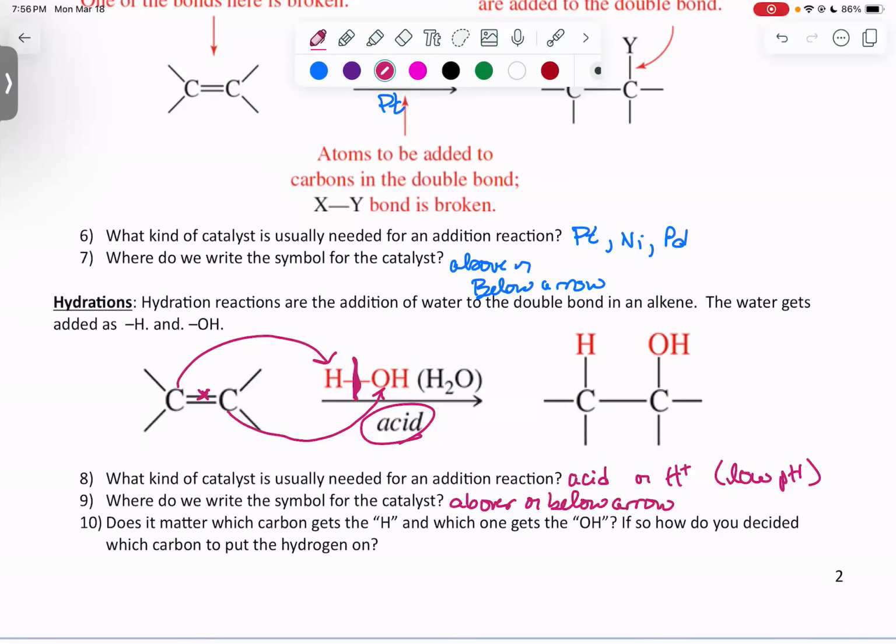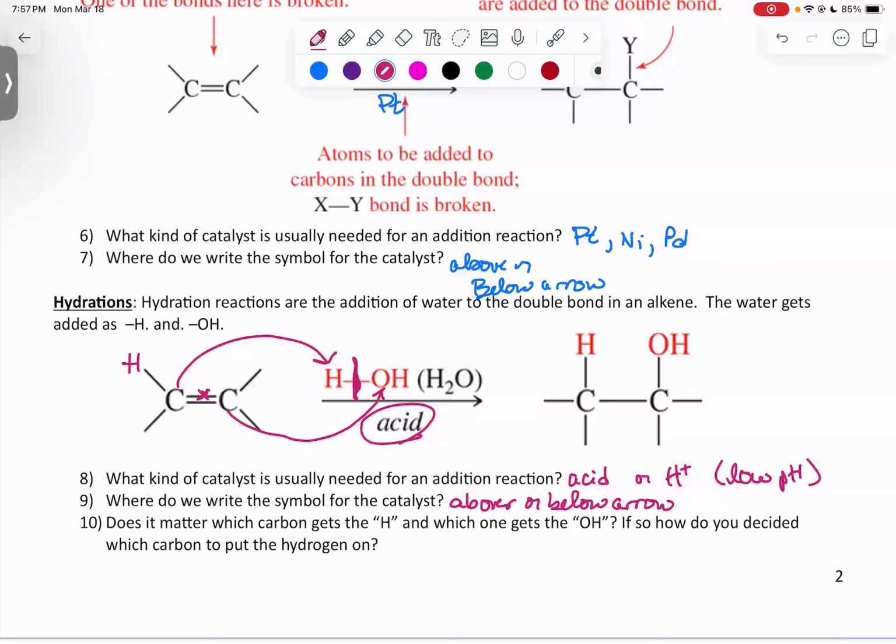Okay. So does it matter which carbon got the hydrogen and which carbon got the hydroxyl? It does matter. And I'll show you some examples in just a few minutes. But really, if you look at each of the carbons, in order to determine who's going to get the hydrogen, you have to look at the carbon that already has more hydrogens directly attached to that carbon.